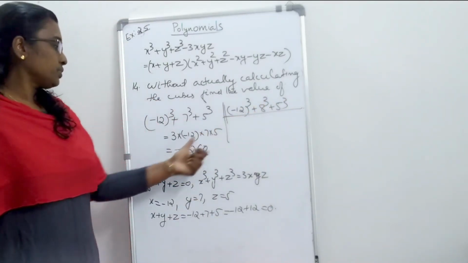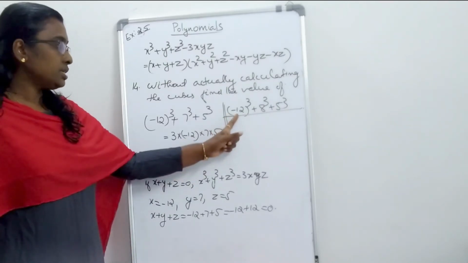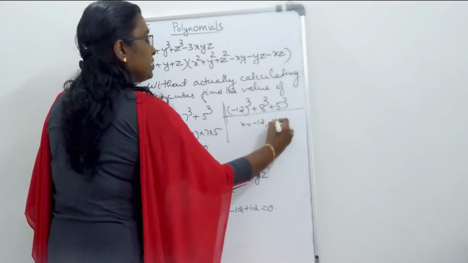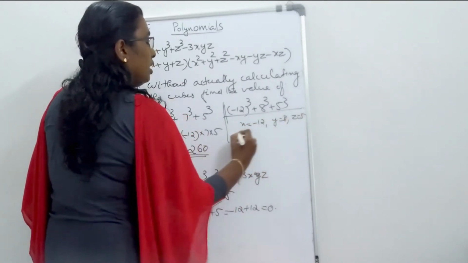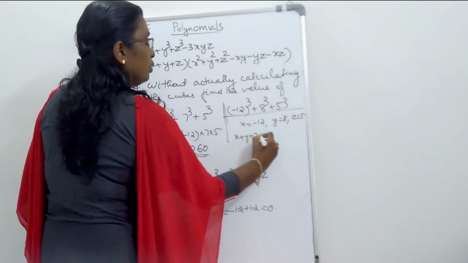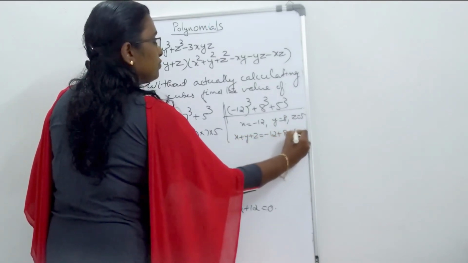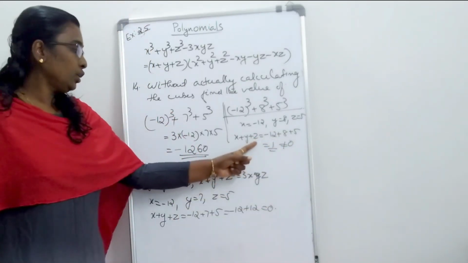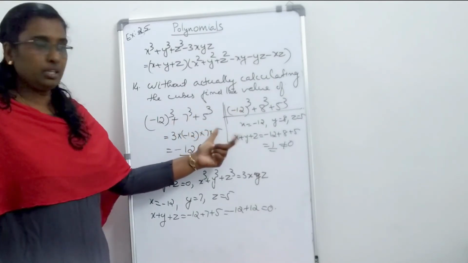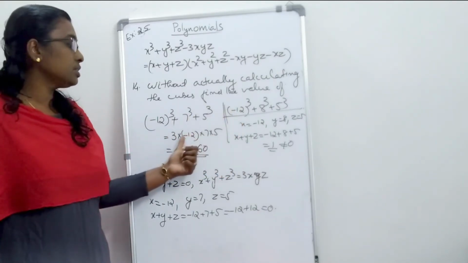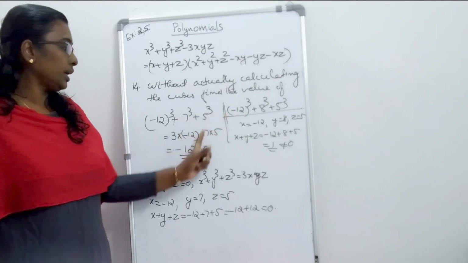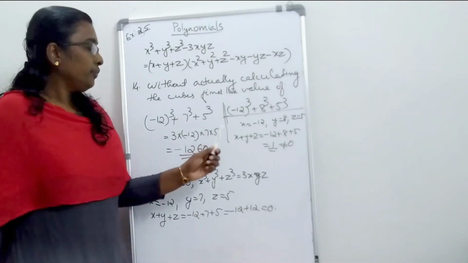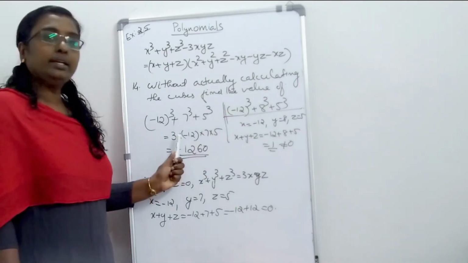We can't write this like this, isn't it? Since if we take x as minus 12, y as 8, z as 5, x plus y plus z equals minus 12 plus 8 plus 5 equals 1, which is not equal to 0. If it is 0, we can write this as 3xyz. If it is not 0, we can't write this as 3xyz. So we cannot write this equation like this. We cannot write this cube like this.